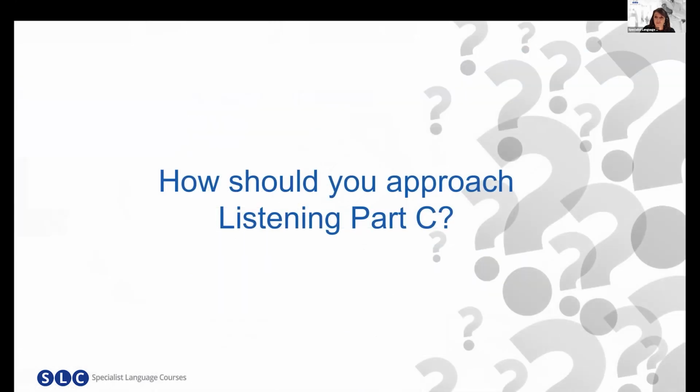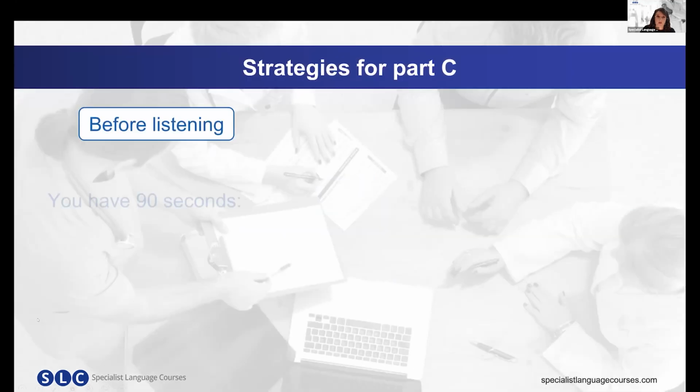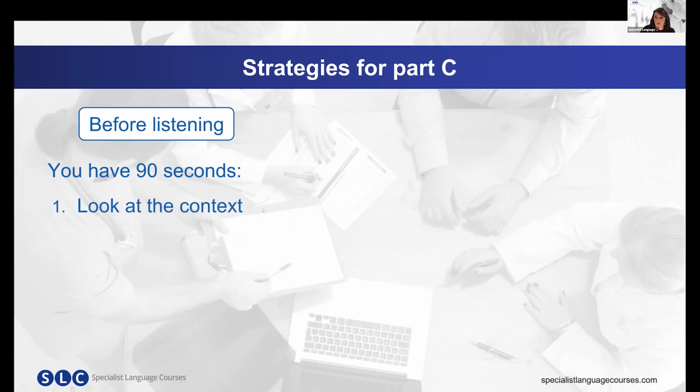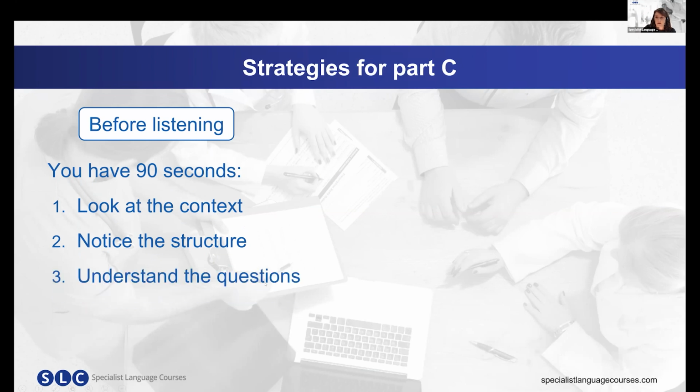So how should you approach Listening C? Before you listen, you have 90 seconds. In these 90 seconds, you should look at the context of the talk. You should notice the structure. So this is where you look through the questions on that audio and you notice if there is a change in topic perhaps, or if the speaker moves on from one section of the presentation to another section, or one section of the interview to another section of the interview. You should make sure that you understand the questions.